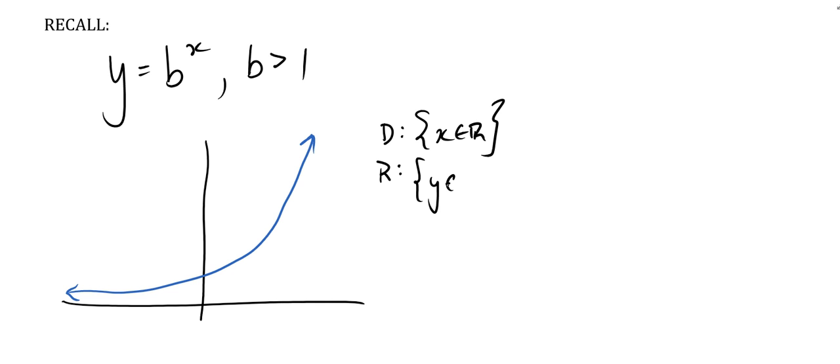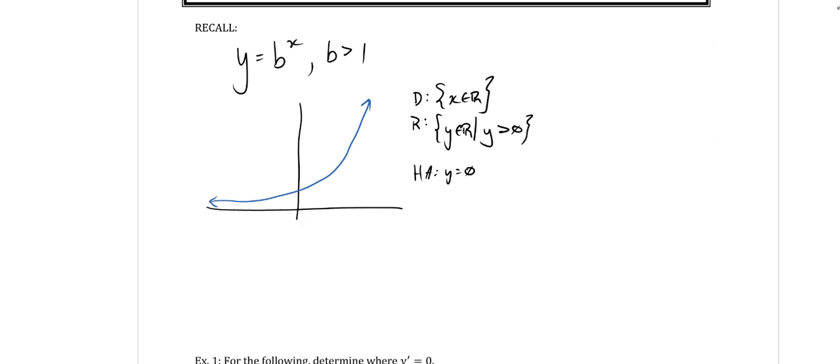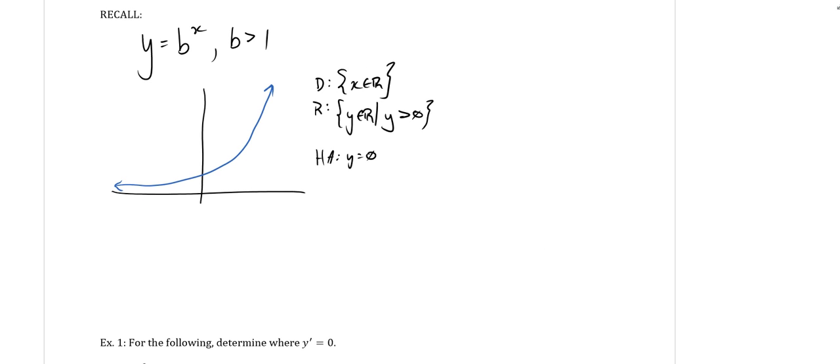But the output is not the same. We're never going to get 0 or negatives as our output, no matter what we throw at it, right? And this has a horizontal asymptote at y equals 0, which may or may not be useful. Might be. Okay, whoops, I made that one way too big. Next one.